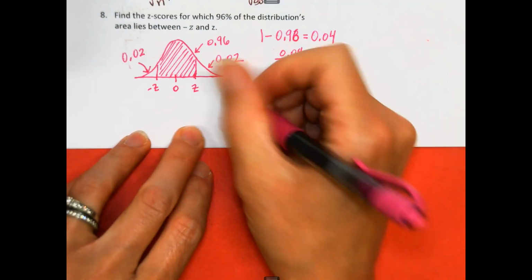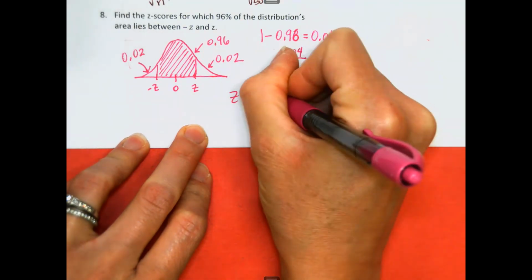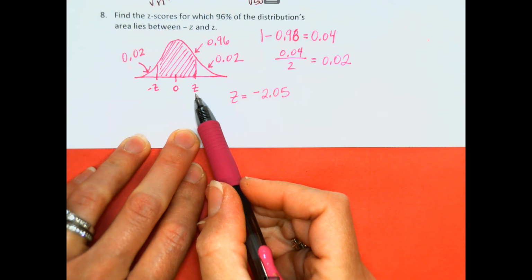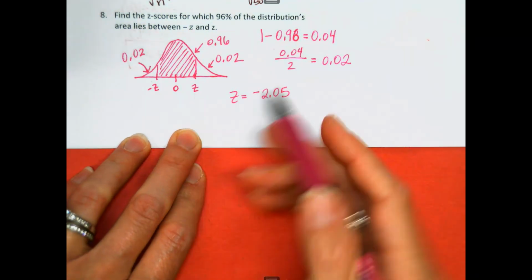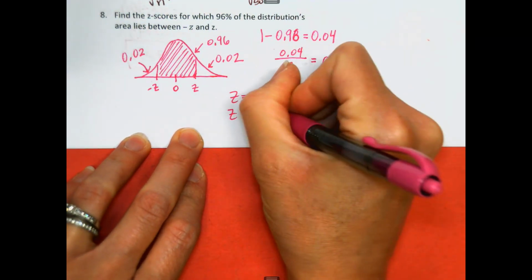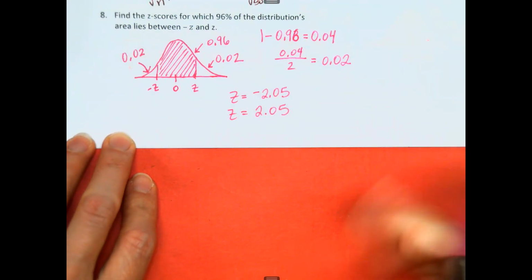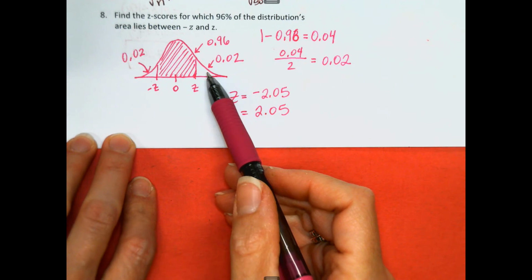Therefore, our z is going to be negative 2.05. And this one is also going to be positive 2.05.